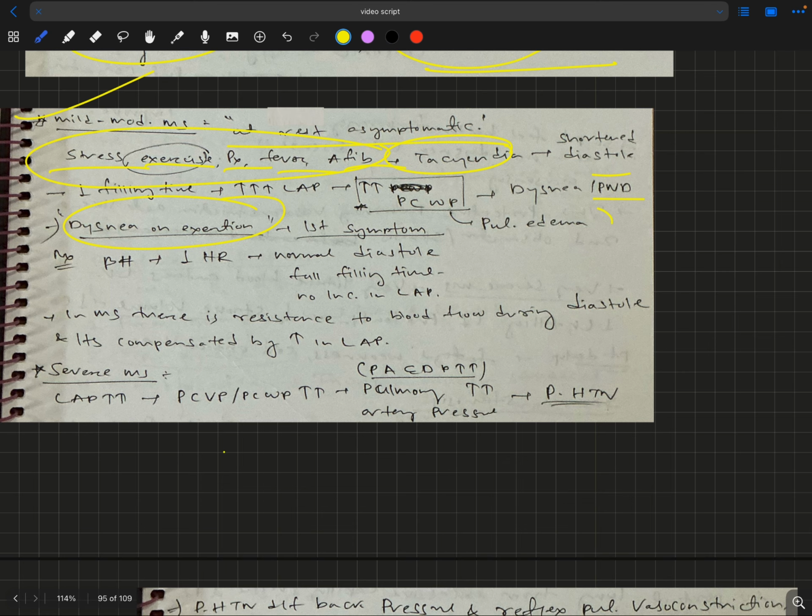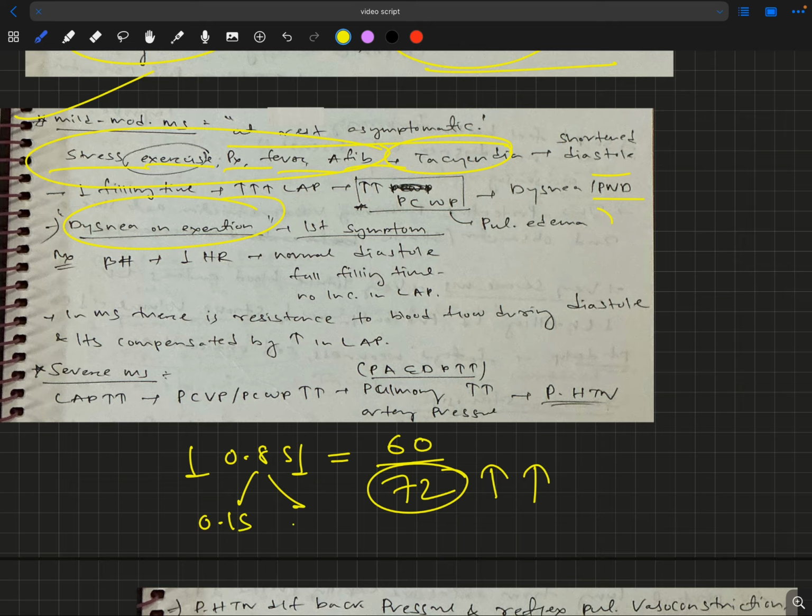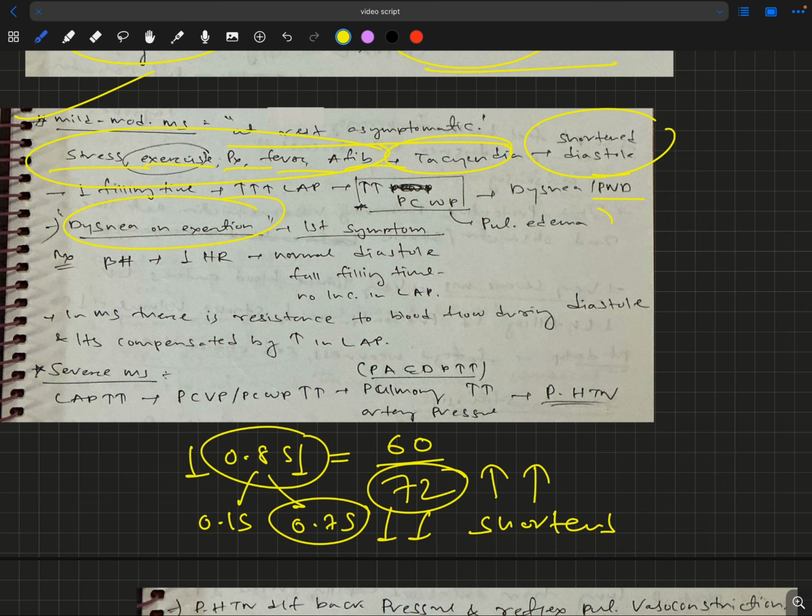What is the duration of a normal cardiac cycle? It is 0.8 second. How is it calculated? It is 60 divided by 72 beats per minute. So if there is tachycardia, if the 72 increases, then the 0.8 will decrease. From this 0.8, 0.1 is atrial systole and 0.7 is diastole. So if it is decreased, mostly diastole will be decreased. So in case of tachycardia, there will be shortened diastole. If there is shortened diastole, already there is obstruction to the blood flow from LA to LV, and now the diastole time is also reduced.